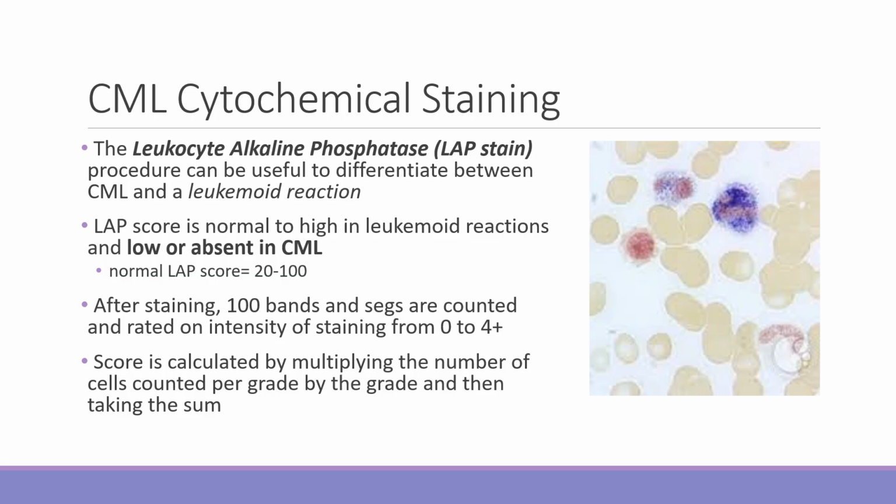The score is then calculated by multiplying the number of cells counted per grade by the grade and then taking the sum. So we're going to multiply the number of cells that we counted per rating, and then we'll add the column of all of the LAP scores together to get the total sum. And let me demonstrate that on our next slide.